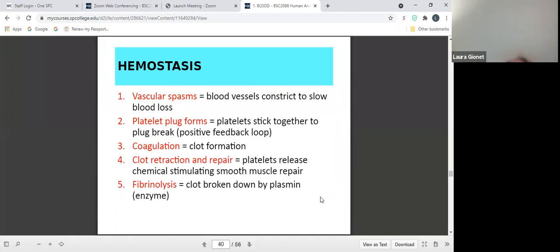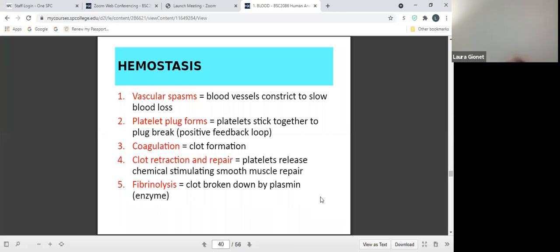Hemostasis is how we control and stabilize blood volume, especially in the case of bleeding. So there are a few different stages. There are 5 stages of hemostasis. When we have some kind of cut, it starts with a vascular spasm. So this kind of makes sense.